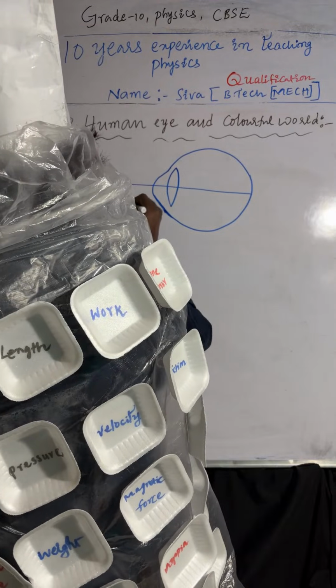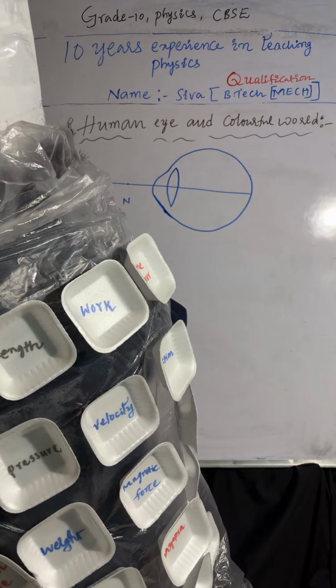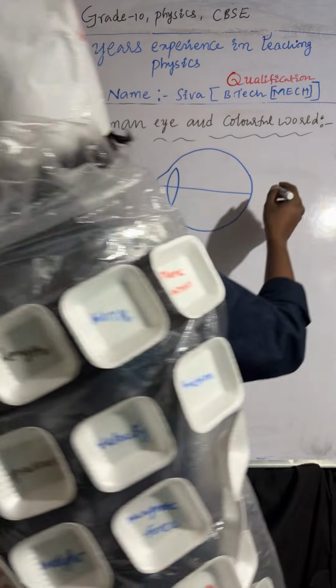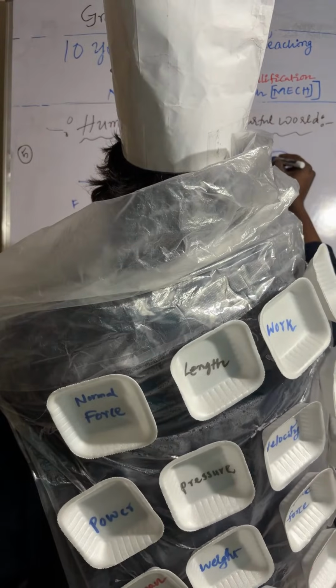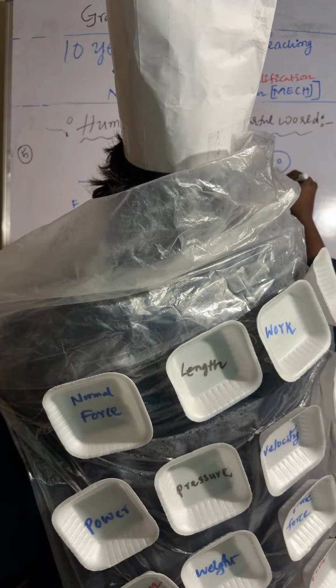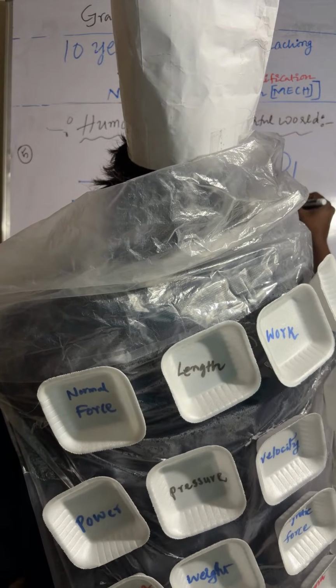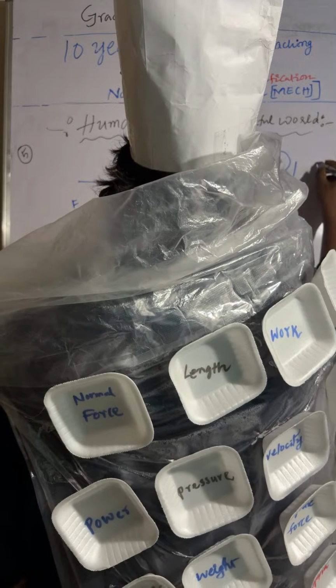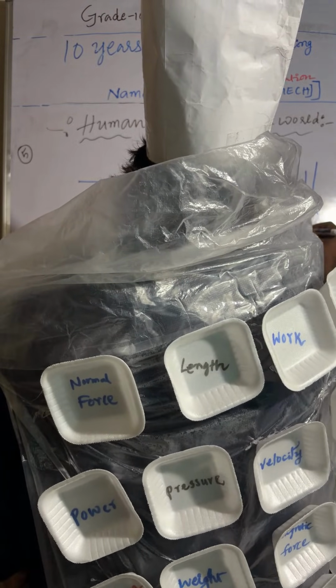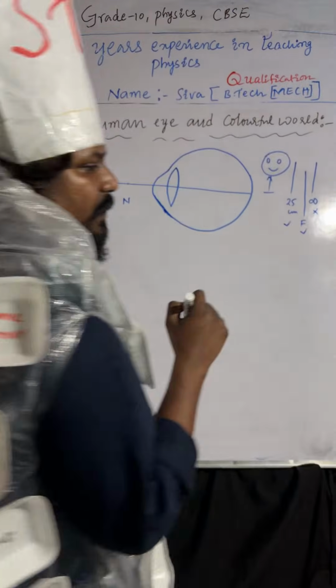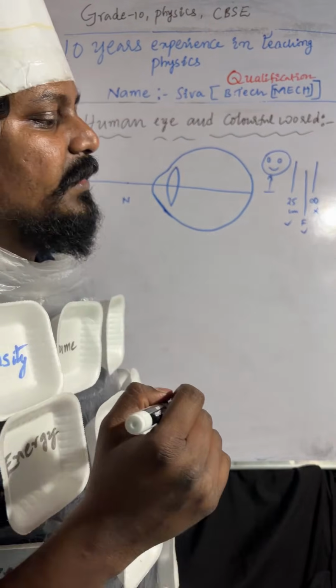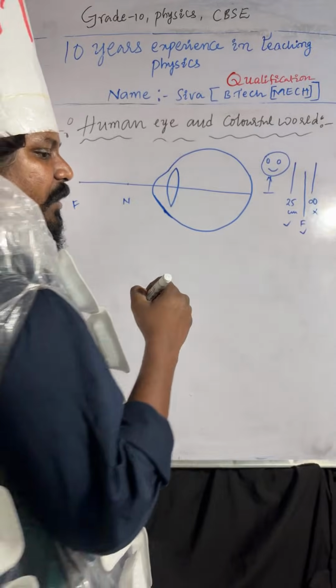This is the near point, and coming to this one is the far point. So I will tell one case. If the person has myopia, he can see 25 centimeter, but he can't see infinity. Between 25 to infinity he can see. That is the far point of myopic eye.